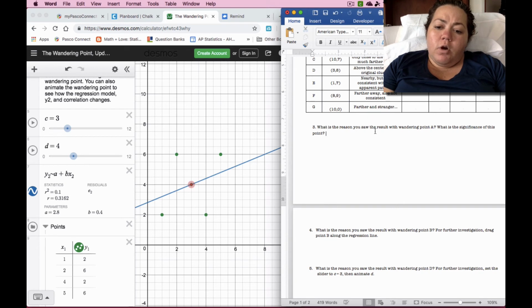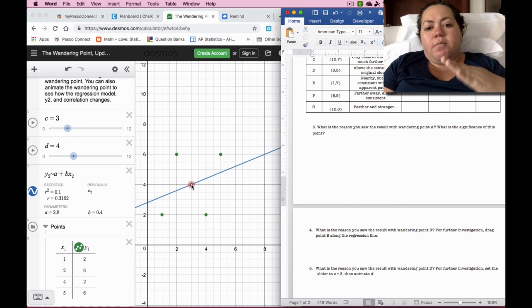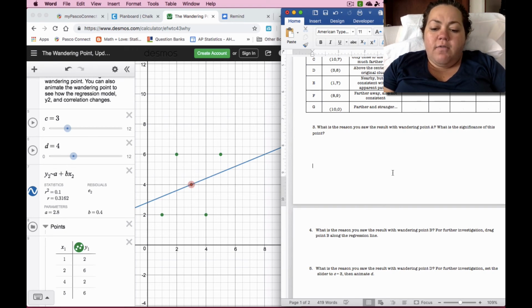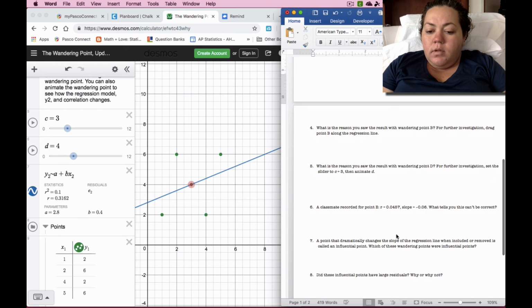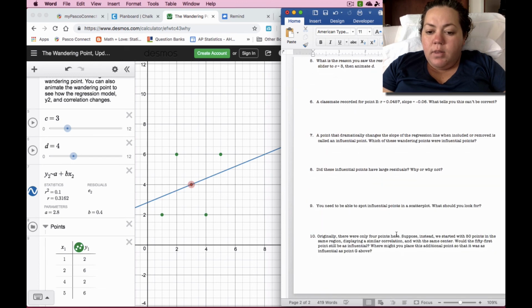So 3, 4, which was right in the center of the data. Okay, so it's the average x value and the average y value. That point is always going to make its way onto your line of best fit equation. So that point is always going to be on the line of best fit itself. So that's the significance of that point. Also, any point that's on the line of best fit is obviously not going to impact the line of best fit. It's not going to change it if it's already on it. I'm going to skip ahead to what's the most important things here.